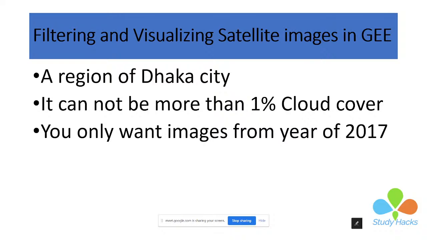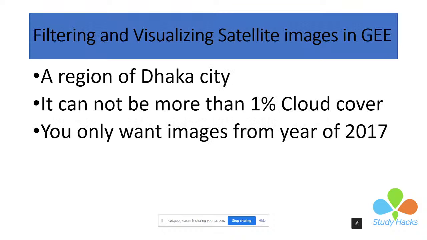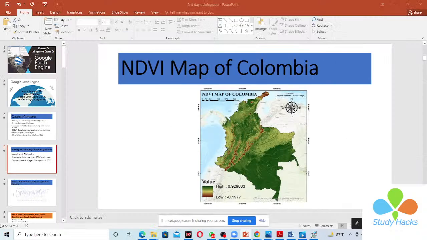And another factor is that suppose you want only a specific time period image. Suppose you want the image for the year 2020, or for the dry season, or for the wet season. So you can easily filter all of the images using this factor. So this time I will try to show you that. I simply open my code editor and show all of the process so that you can easily understand.